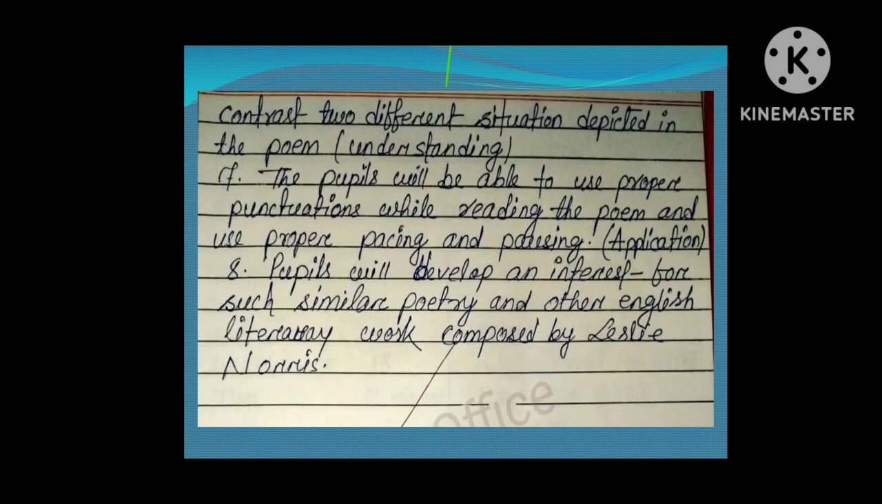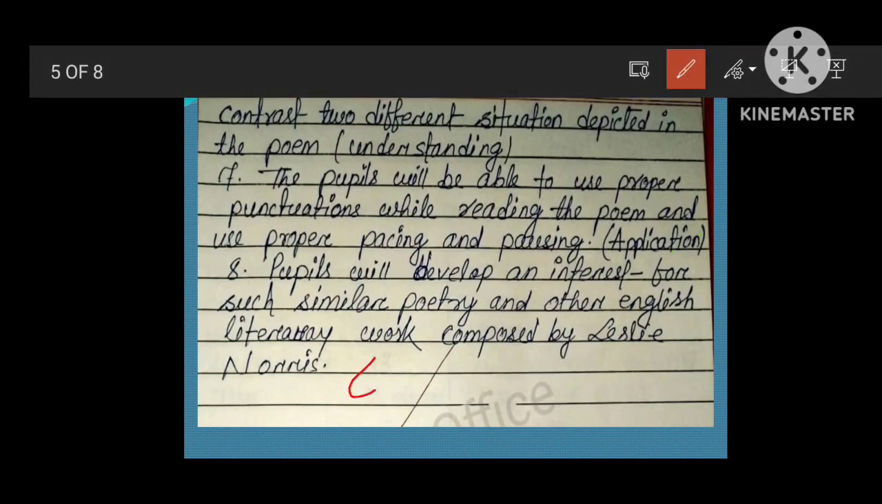So we have touched three domains: the cognitive domain, and through interest we develop the affective domain. We also develop the psychomotor domain. How? By making them able to write. So these three domains: the cognitive domain, the affective domain, and the psychomotor domain, have to be touched in micro teaching skills while writing the instructional objectives.